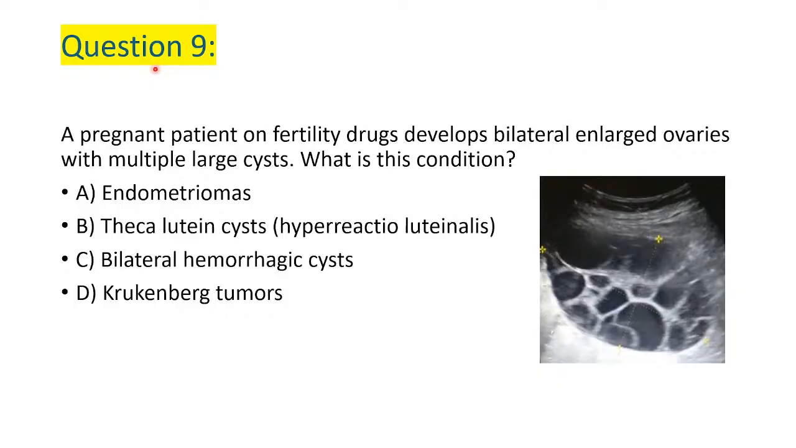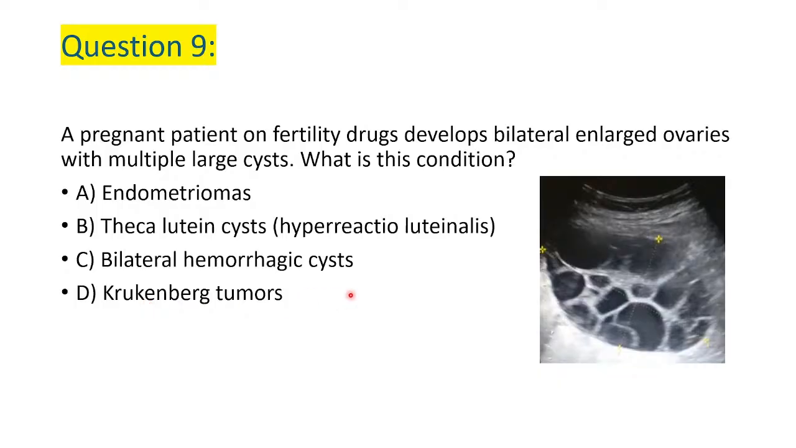Question number 9. A pregnant patient on fertility drugs develops bilateral enlarged ovaries with multiple large cysts. What is this condition? So you can see here are the large follicles that have developed. So this is due to hyperstimulation of the ovary by the fertility medication drugs. A. Endometriomas. B. Theca lutein cyst, hyperreactio luteinalis. C. Bilateral hemorrhagic cyst. D.